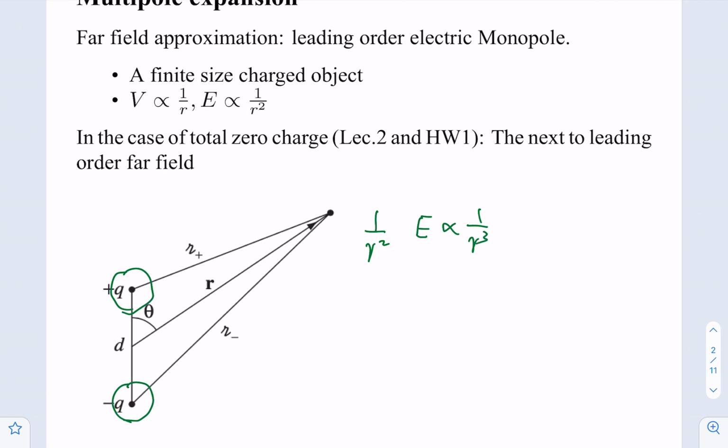And also in lecture 2, we calculated this configuration: one charge on the axis with plus q, and another at a slightly different location with minus q. And we also determined what the far field E looks like. At that time, we only calculated the electric field, which is 1 over r cubed, but correspondingly, the potential should be 1 over r squared.